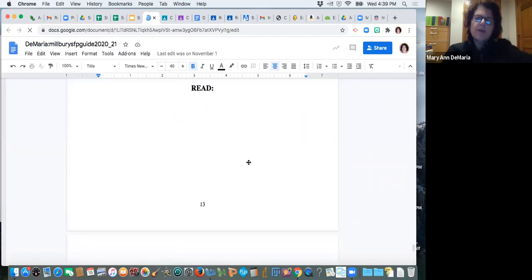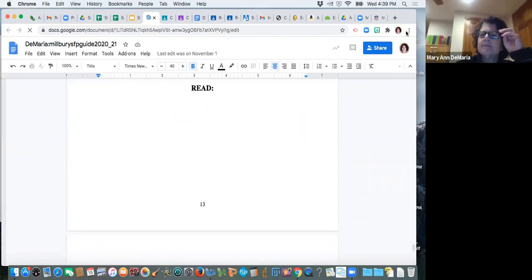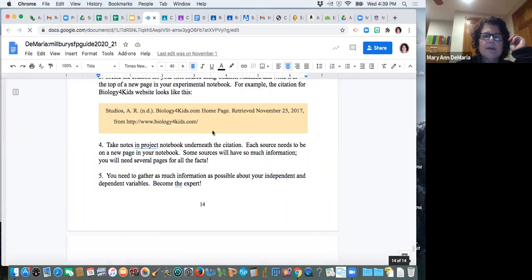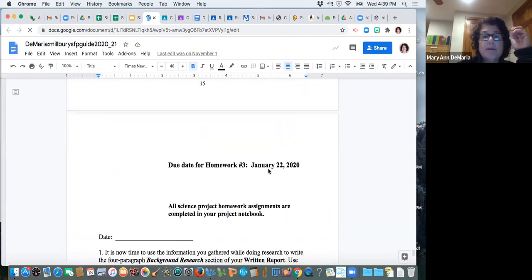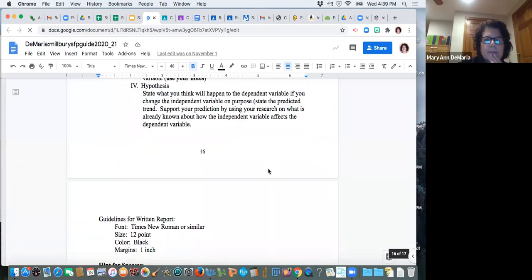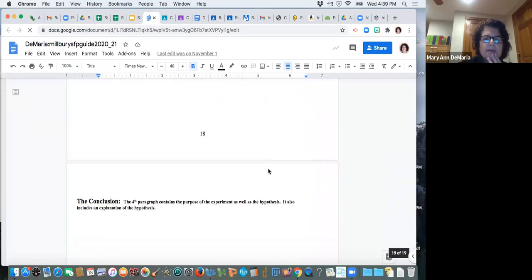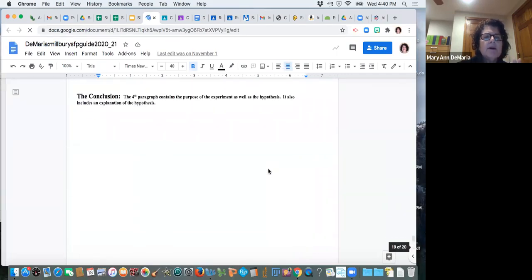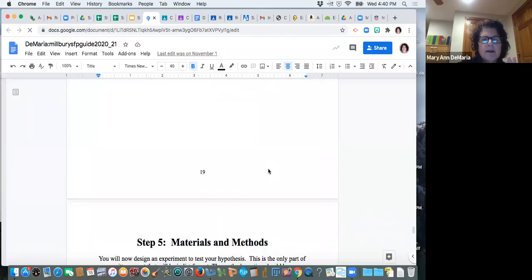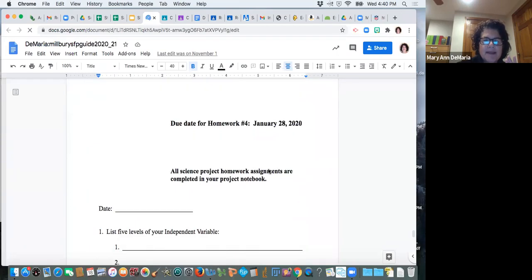My computer's slow, I'm sorry. It won't let me, oh, here we go. It's probably loading and I'm scrolling at the same time. So we're past materials and methods.